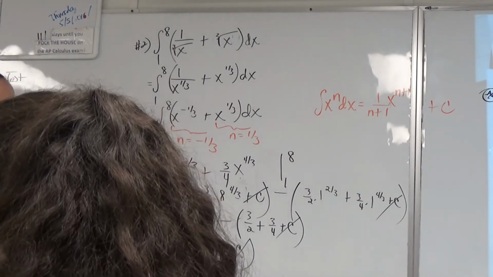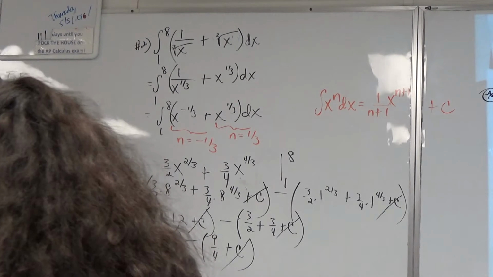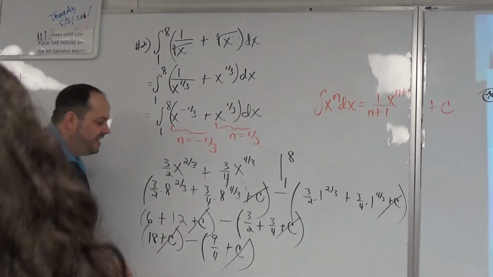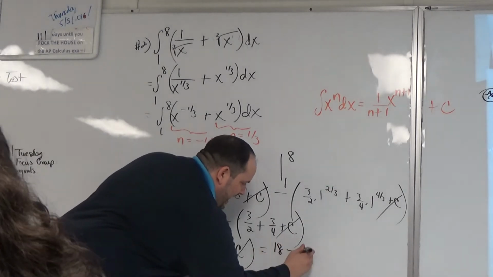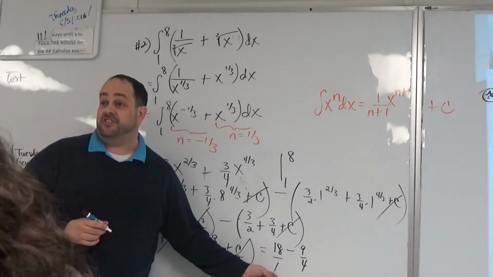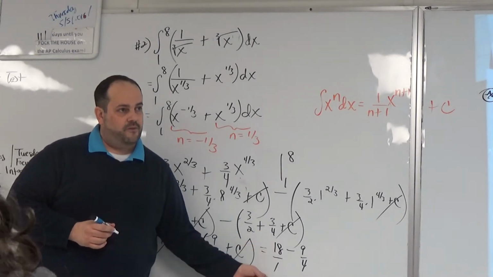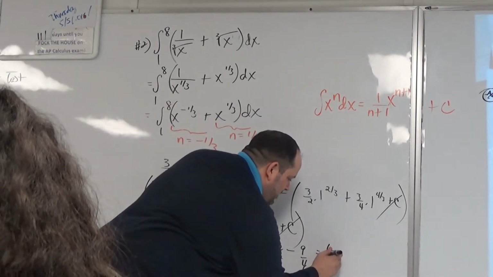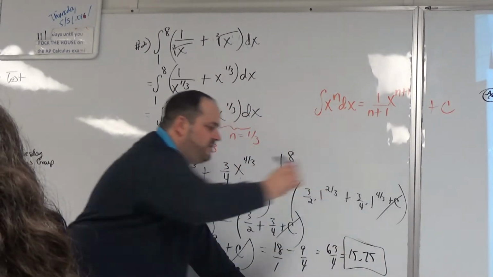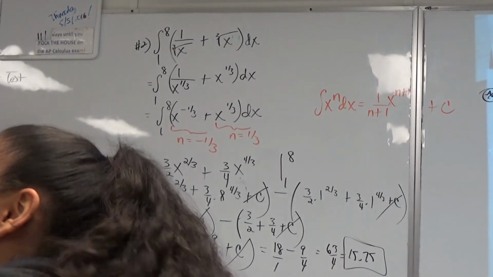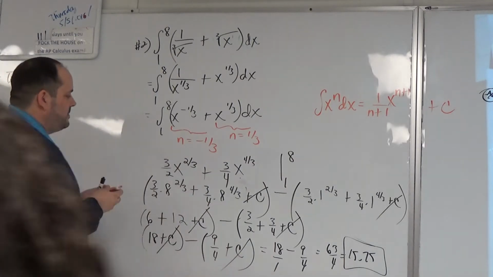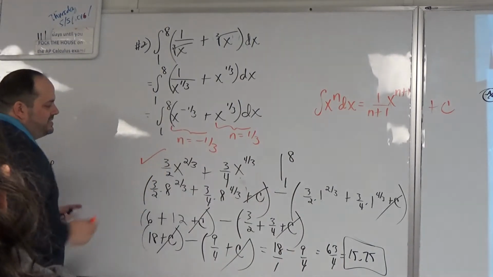Last thing, 18 minus 9 fourths? 15.75. Good guess. This is really 18 minus 9 fourths, 18 over 1. I need a common denominator, fourths. So 72 over 4 minus 9 over 4 is 63 over 4. 15.75. Yes, it's magic.